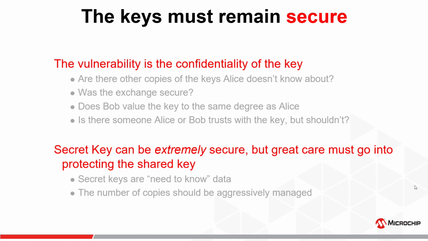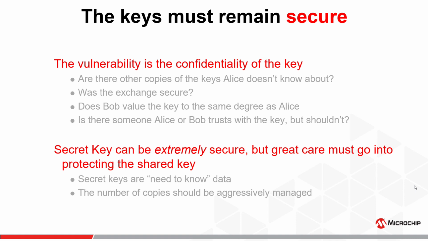The vulnerability of this system is in the confidentiality of the key. Are there other copies of the key that Alice didn't know about? Was the exchange secure? Was an adversary able to glean some sort of information about the key? Does Bob value the key the same as Alice? This is a very important point.